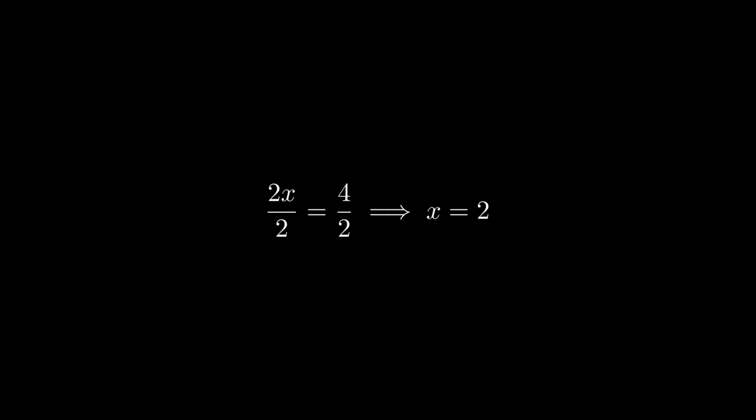In step 2, we need to isolate the variable x by eliminating the coefficient attached to it. Currently, we have the equation 2x equals 4. To isolate x, we divide both sides of the equation by 2, the coefficient of x. This maintains the balance of the equation. As a solution step, we divide 2x by 2 and also divide 4 by 2. Simplifying both sides, the equation now becomes x equals 2.